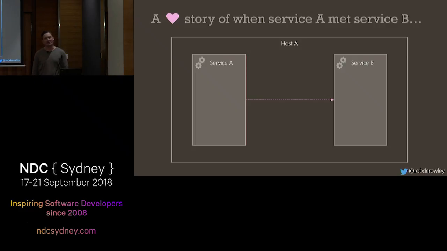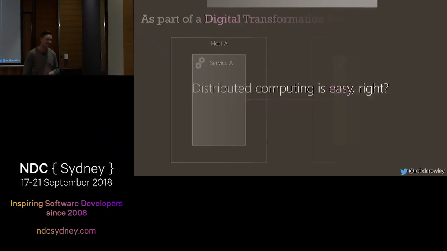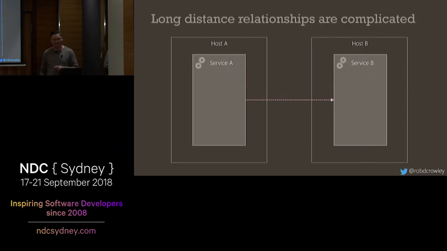But good things never last, do they? As part of a digital transformation, Service B is rehosted. Suddenly, all of these conversations that they could have before, it's now cross-process. They're on different machines. How will this love story end, you ask? But that's okay. Distributed computing is easy, isn't it? It's not going to be that hard. You know, this will be okay. No.